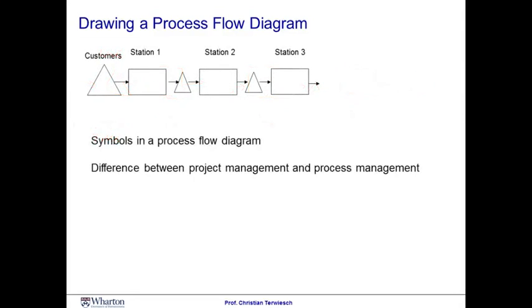Now, I've redrawn this process flow diagram here in PowerPoint to get rid of my ugly handwriting. Just to reiterate the symbols, a triangle stands for flow units waiting, arrows capture the flow of the flow units, and boxes capture the resources that are carrying out the activities in the process flow.